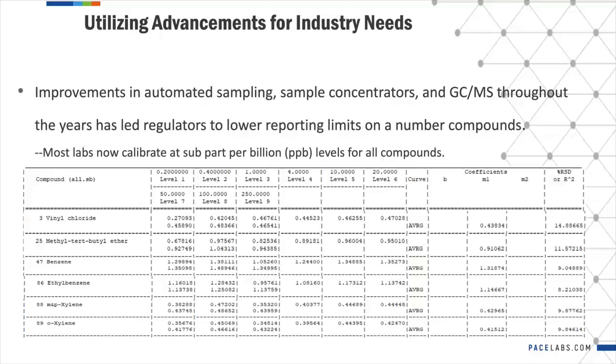So now most of the labs in our network calibrate at sub-part per billion levels for all of their compounds. Below is a snippet of one of our lab's calibration curves, showing that several compounds can calibrate from 0.2 ppb to 250 ppb. I've included some of the most common compounds for method 8260 here. You can see that vinyl chloride, MTBE, benzene, ethylbenzene, and the xylenes, we can get to curve under 20% RSD for all of those compounds.